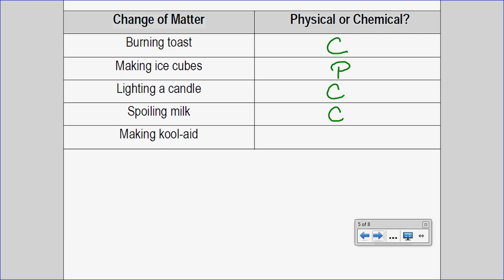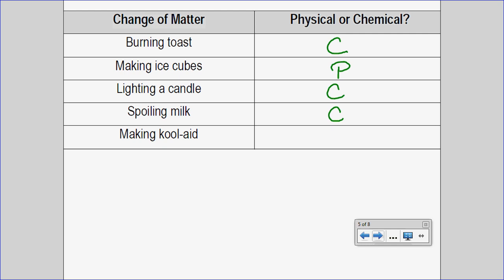Making Kool-Aid. Well, you take a powder, which you could eat by yourself. You could put the Kool-Aid powder in your mouth and get the flavor. And you mix it into water, which you could also drink by itself, and it's just clear water. So if you mix the two together, chemical change or physical change? Did the identity of the Kool-Aid change, or did it just get dissolved in the water?